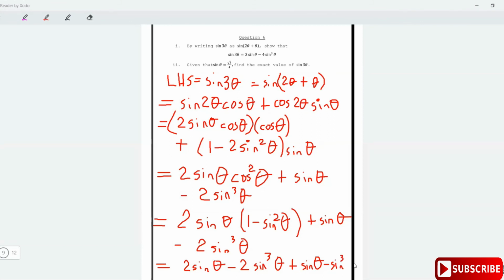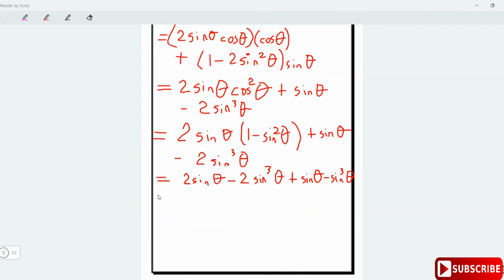That's what we're getting. Nice. So what this works out to be now is 2 sine theta plus sine theta is 3 sine theta. So we get 3 sine theta. And then as we can see right here, the minus 2 sine cube and the minus sine cube. Minus 2 sine cube.